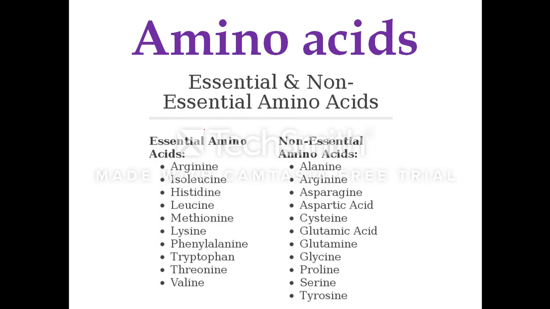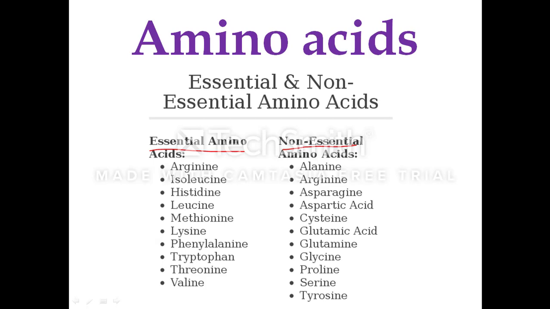Based on the requirement by the cell or the organism, these amino acids are classified into essential amino acids and non-essential amino acids. Essential amino acids are required by the cell for its function. The cell cannot synthesize these amino acids.